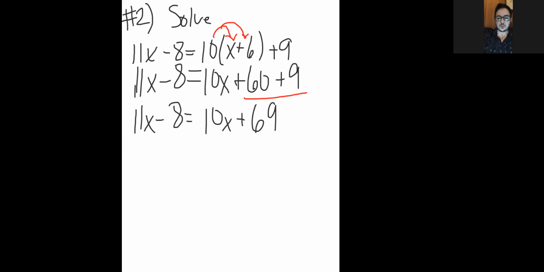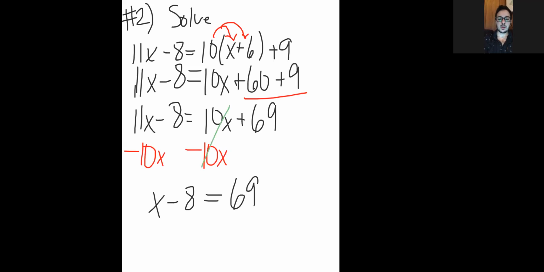All right, so what I'm going to do at this point is I'm going to move that 10x over to the left by subtracting. So this 10x and this negative 10x, those cancel, and we get x minus 8 equals 69. And now we can add the 8 to both sides. Those 8s will cancel. You end up with x equals 77.